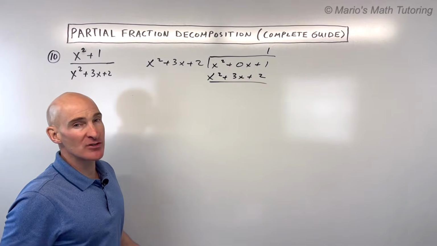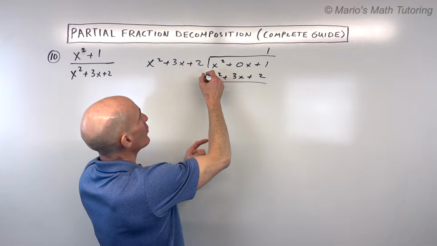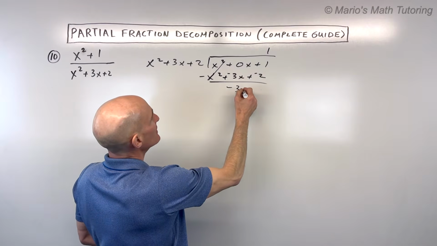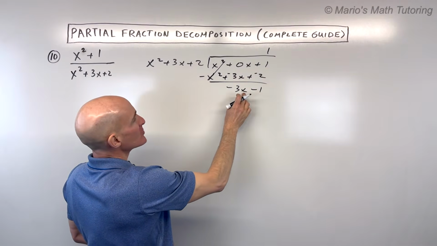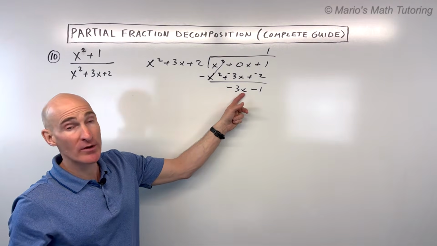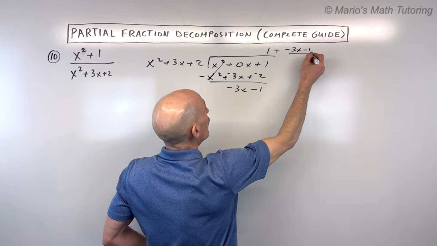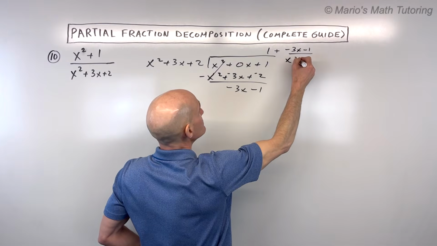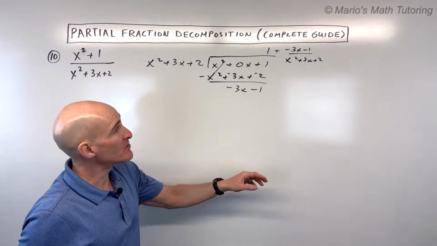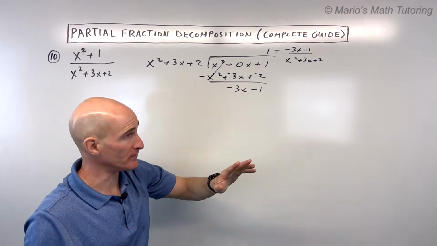You can look up videos on my channel about long division if you need help with this. And then you're subtracting, or what some students like to do is change the signs to the opposite and add. So this comes out to -3x minus 1. Now notice this is to the first degree, this is to the second degree. When this degree is lower, that's our remainder. And what we do is we put our remainder over our divisor. Now we're going to do the partial fraction decomposition on this part right here. Okay, we're going to ignore the 1 for just a moment.